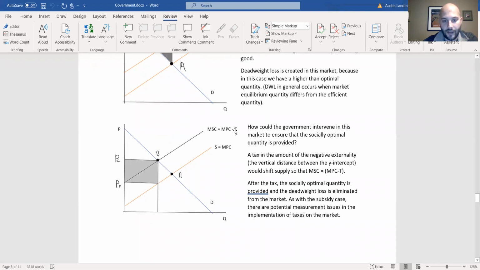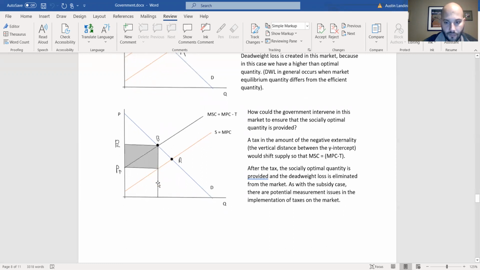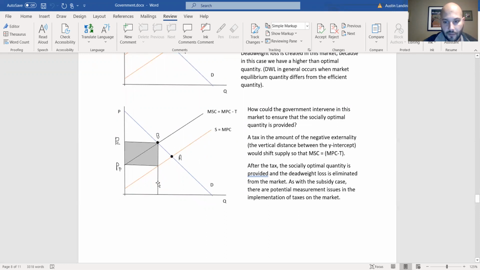You can tax the amount of the negative externality so that the suppliers are forced to internalize that extra cost. Right? The marginal private cost becomes equal to the marginal social cost. Marginal private cost plus tax equals marginal social cost. So we're shifting the marginal private costs up to here. Then we get this market quantity. Right? Consumers pay this price, but producers only get this original price that they were willing to supply this quantity at. And the difference is the tax. So after the tax, the socially optimal quantity is provided, deadweight loss is eliminated.